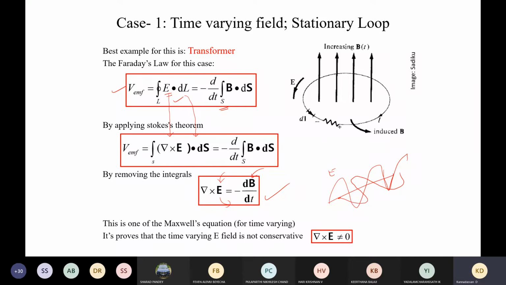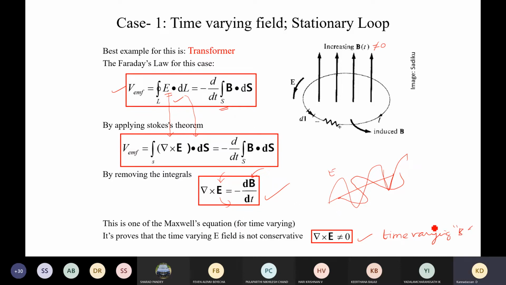Yeah. So this time varying field can directly give. Since this magnetic field is not equal to zero, then its differential version also will not be equal to zero. And if the differential version is not equal to zero, we will always get del cross E is not equal to zero. And this is true for a time varying magnetic field.